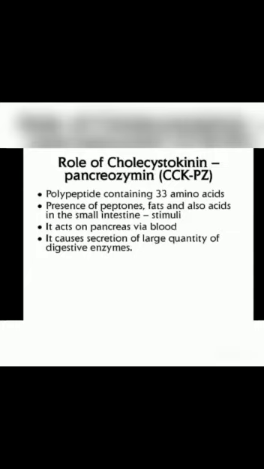The presence of food in the upper small intestine also causes another hormone, cholecystokinin pancreozymin, to be released. It is a polypeptide containing 33 amino acids secreted from the intestinal mucosa. Presence of peptones, fats and also acids in the small intestine are stimuli for the cholecystokinin pancreozymin secretion. Cholecystokinin pancreozymin acts on pancreas via blood. It causes secretion of large quantity of digestive enzymes.